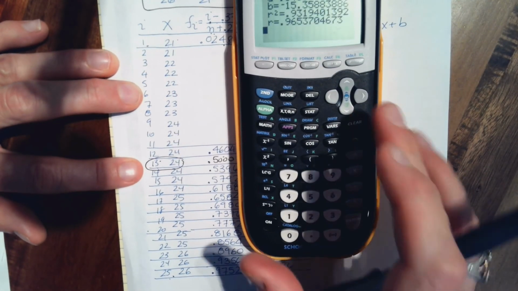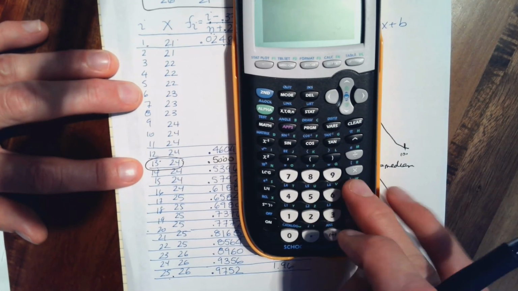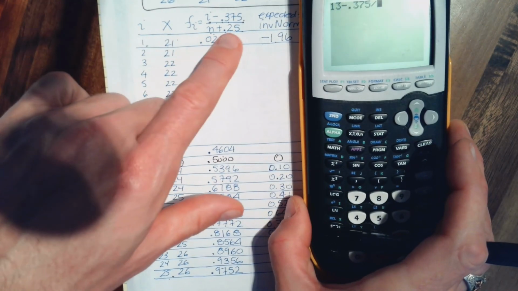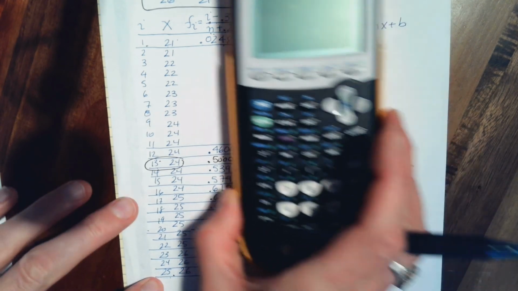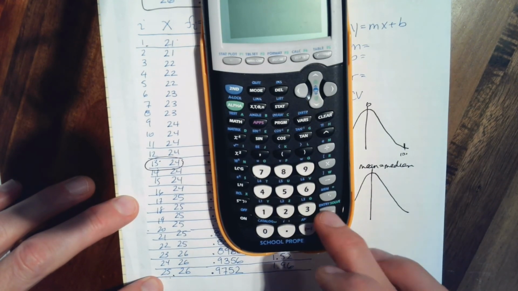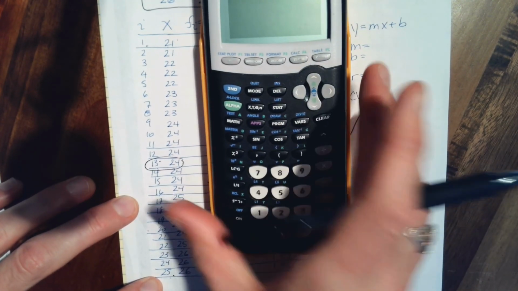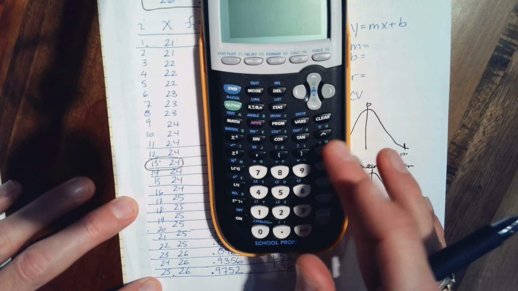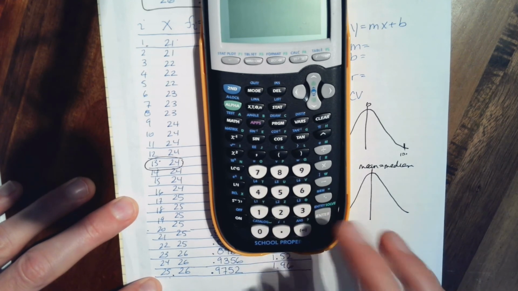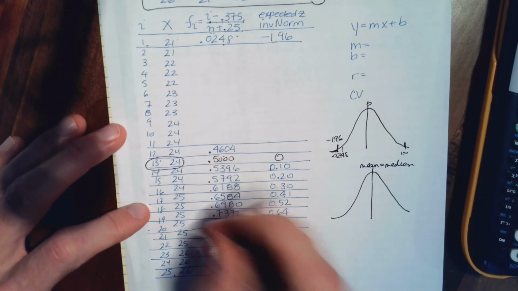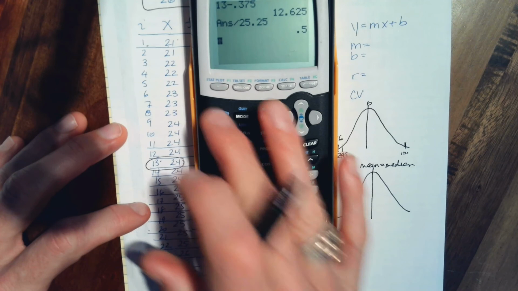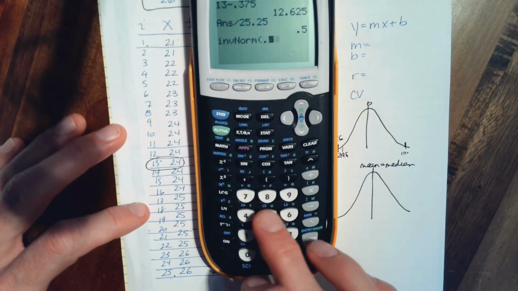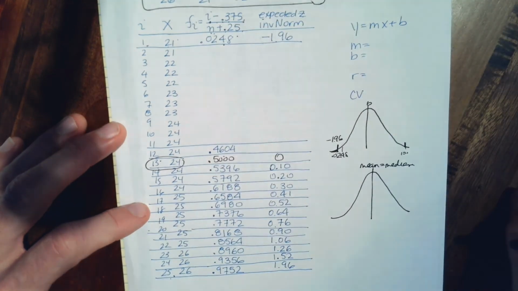I'll just show you here: if we take 13 and subtract 0.375 and then divide that by n plus 0.25, our n is 25, so this would be 13 minus 0.375 divided by 25.25. Notice you'll get 0.5, and if we use our inverse norm function to look up the corresponding z-score for 0.5, you know that you're going to get 0.